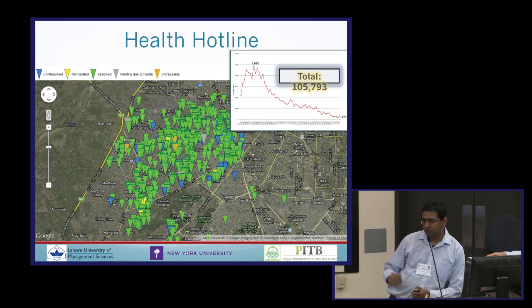And this was publicly publicized when they had their outbreak. When people call in, they tell you their rough location. I mean, they could tell their full address, but we didn't want to know their address.